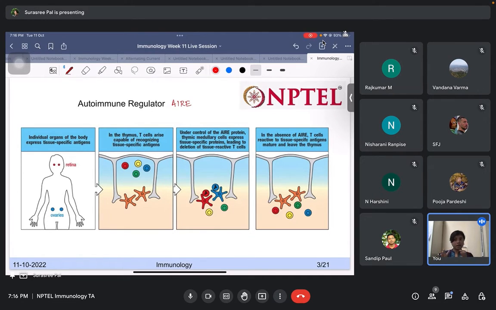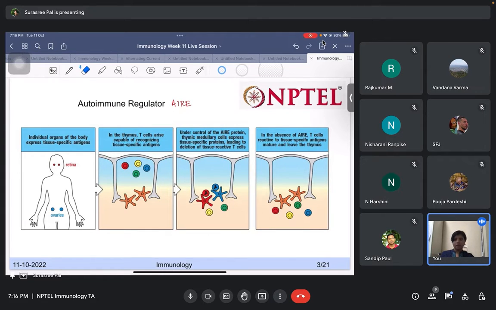But how does this recognition take place? Because the T cells are maturing in the thymus only. Therefore, if one particular protein is being expressed only in the eye or only in the uterus, how does this T cell recognize that yes, this is a protein which is expressed in the eye, and I will not go and react against it? How does this recognition take place?